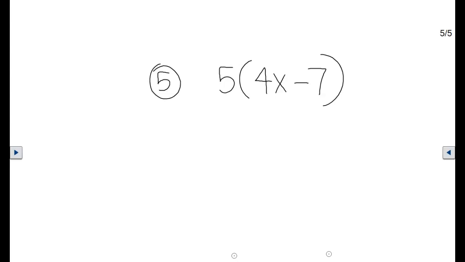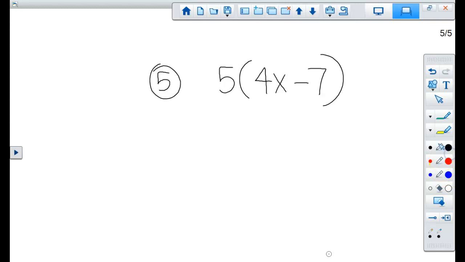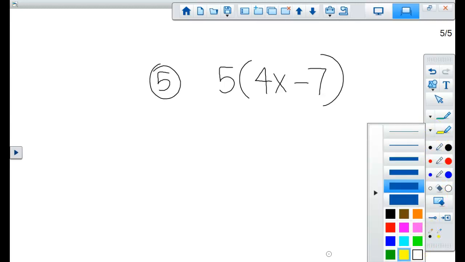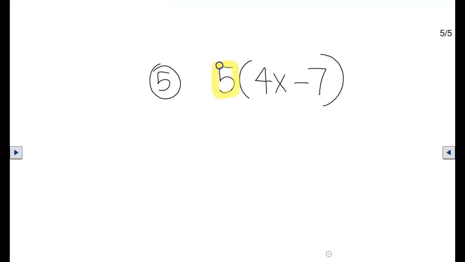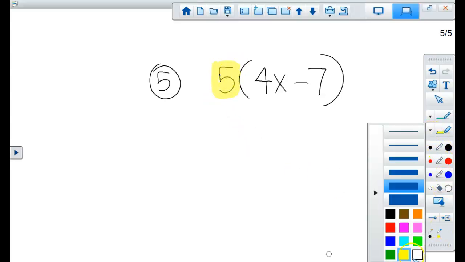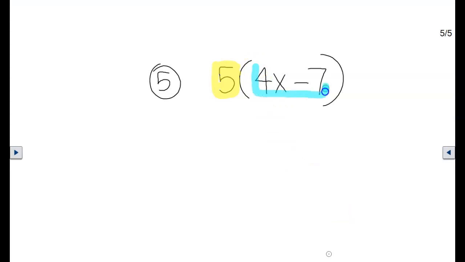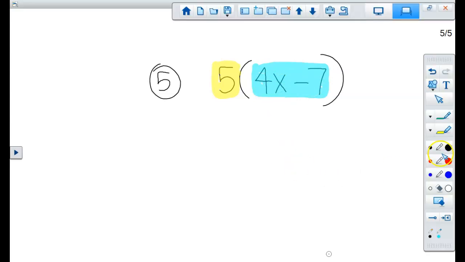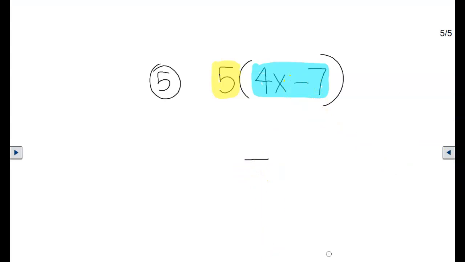All right, hopefully you've had enough time to complete this problem. Now let's see how you did. The problem in front of you says that you are to multiply the number 5 times the entire group, 4x minus 7. We do see a subtraction sign here, so I'm going to write that down in my answer to get ready.